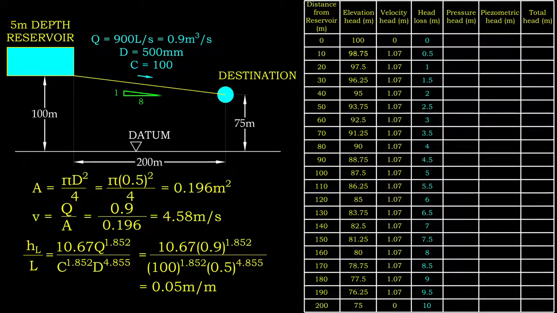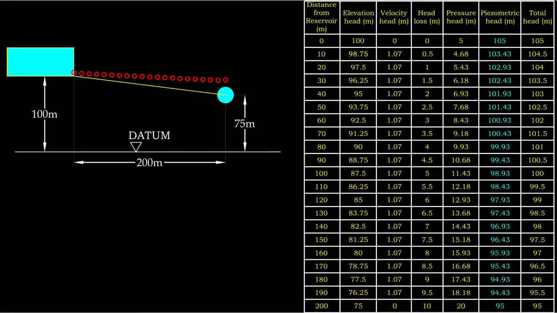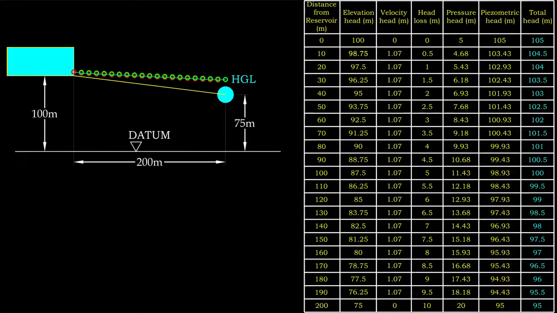By subtracting the elevation head, velocity head, and head loss at the points of interest, we obtain the pressure head. By adding the pressure head and elevation head, we obtain piezometric head. On the other hand, by adding piezometric head and velocity head, we obtain the total energy at those points. By joining the piezometric head at all points, we obtain HGL. By joining the total energy at all points, EGL is produced instead.